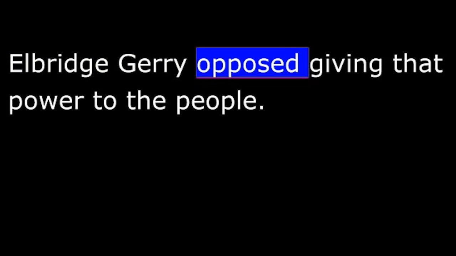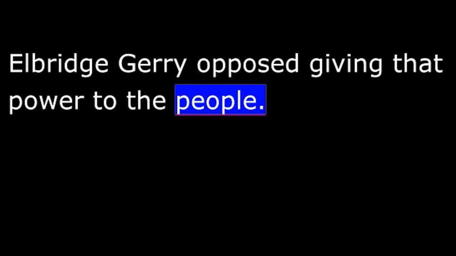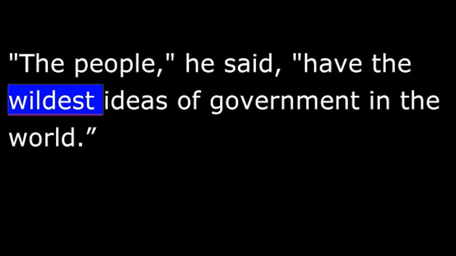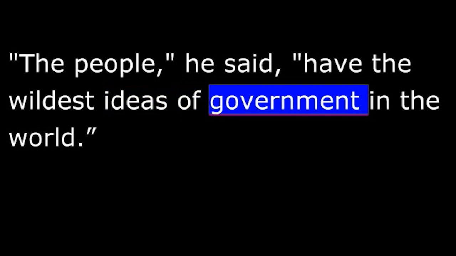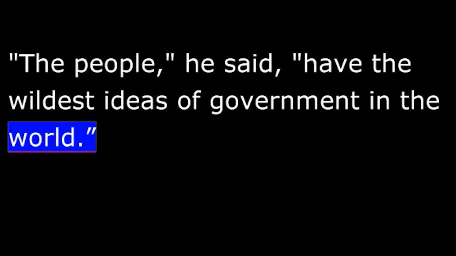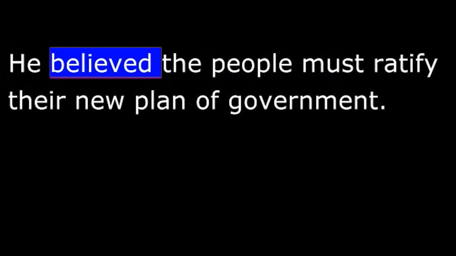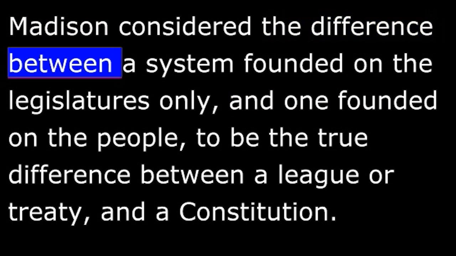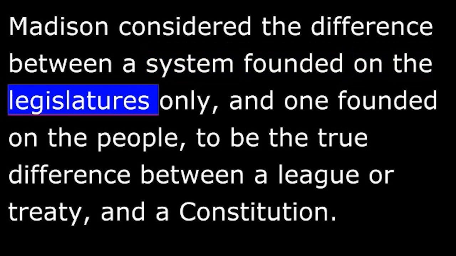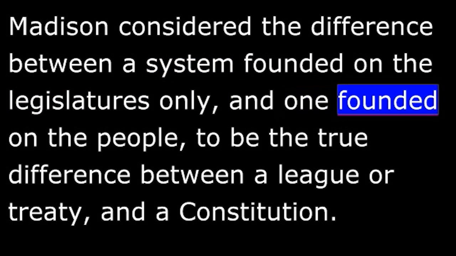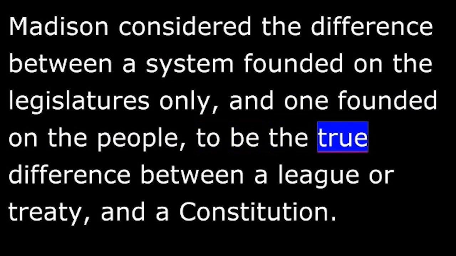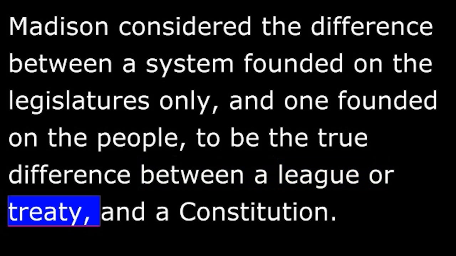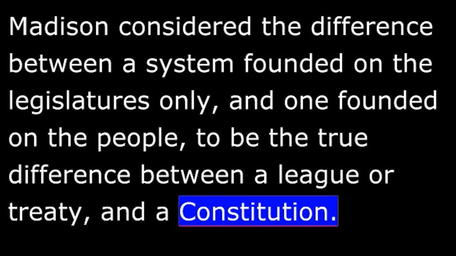Elbridge Gerry opposed giving that power to the people. The people, he said, have the wildest ideas of government in the world. James Madison disagreed. He believed the people must ratify their new plan of government. Madison considered the difference between a system founded on the legislatures only and one founded on the people to be the true difference between a league or treaty and a constitution.